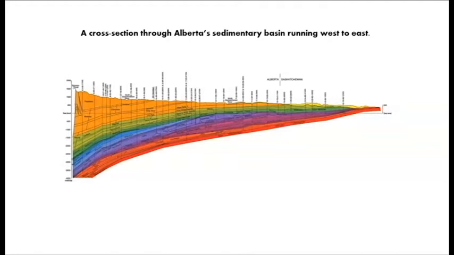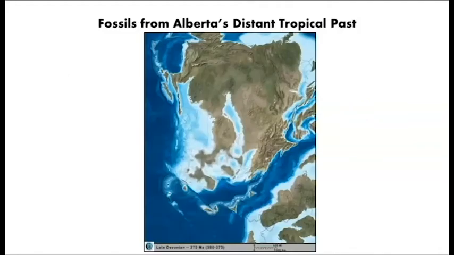and I'll move on. I'm going to first talk about some of the fossils that I've collected in Alberta and some other fossils from outside of Alberta. And these are from Alberta's distant tropical past. I have no dinosaur bones or anything to show you, but what I do have are fossils from the Paleozoic era, so before the dinosaurs.